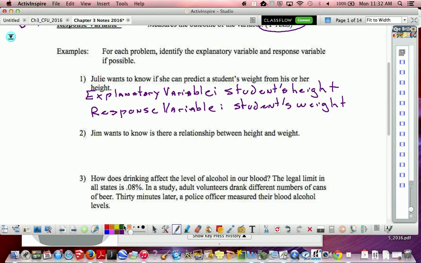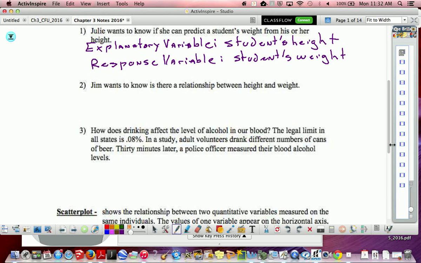On number 2, it says Jim wants to know if there's a relationship between height and weight. Do you know which one's the explanatory here and which one's the response? No, it doesn't say you're using one or the other to predict the other. So this one has no explanatory or response variable assigned.